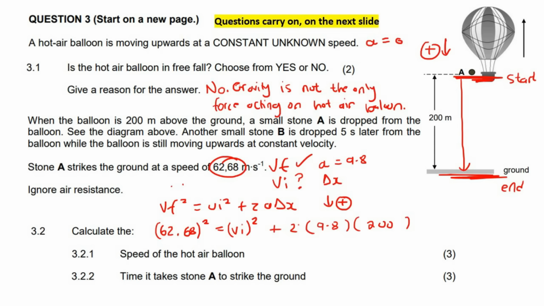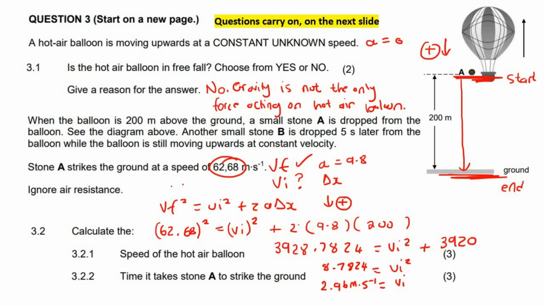And so now we just need to calculate the initial velocity. On the left-hand side, after we square that, you're going to get 3928.7824 (don't round off) equals the initial velocity squared plus 3,920. Take that over to the other side, and you end up with 8.7824. Then remember to square root, and so we should get 2.96 meters per second.